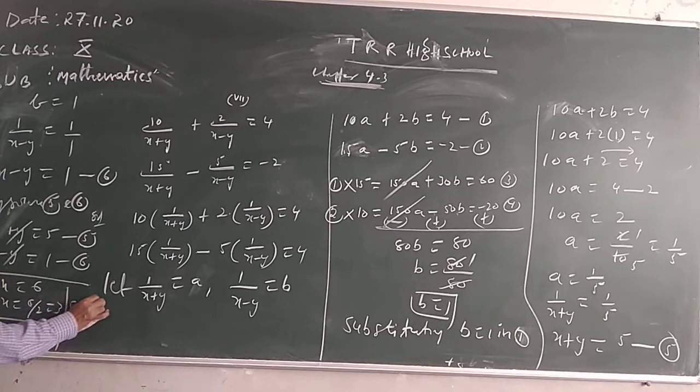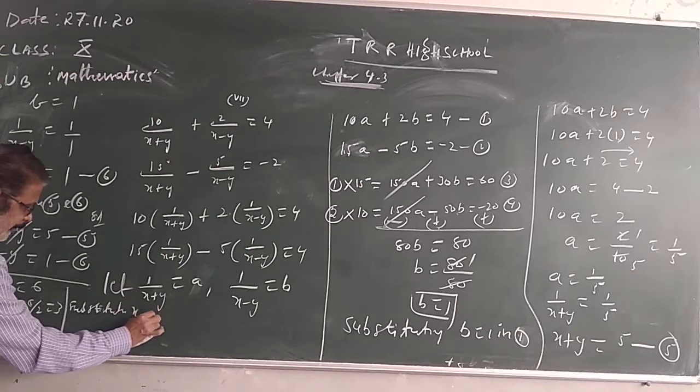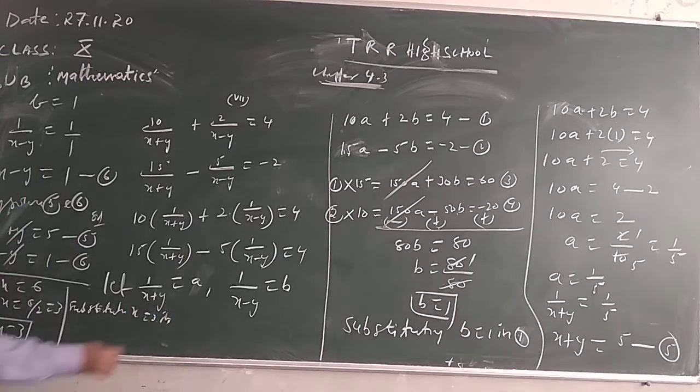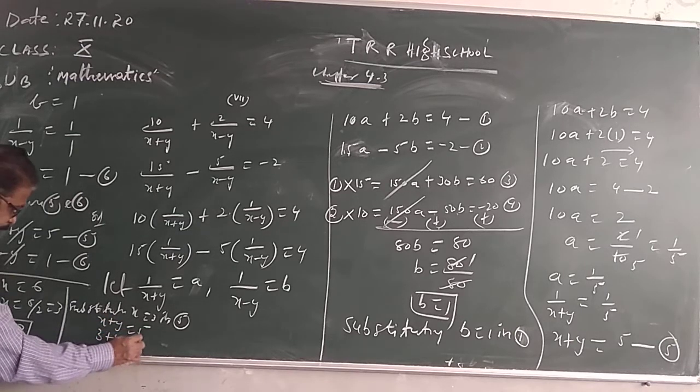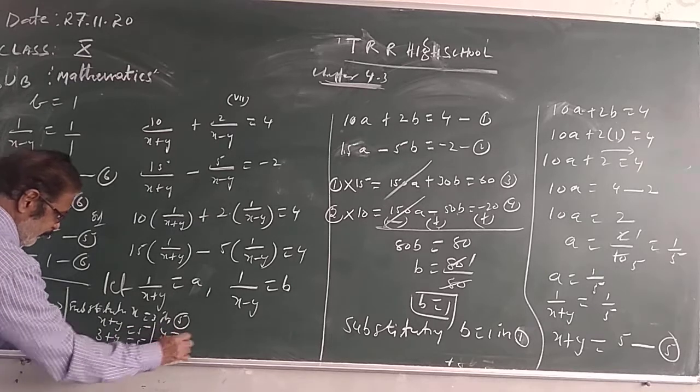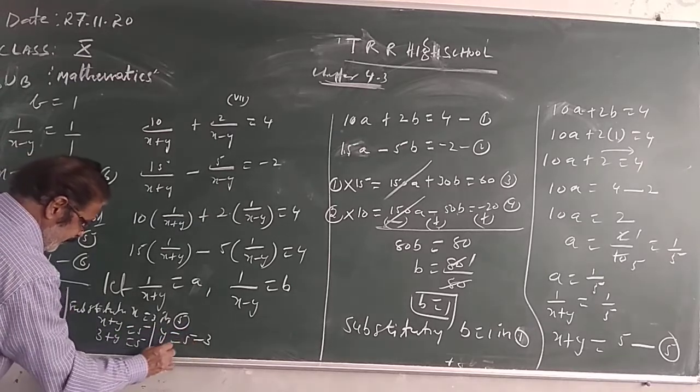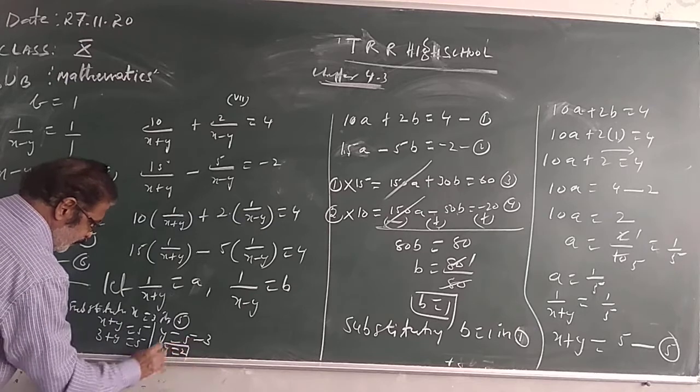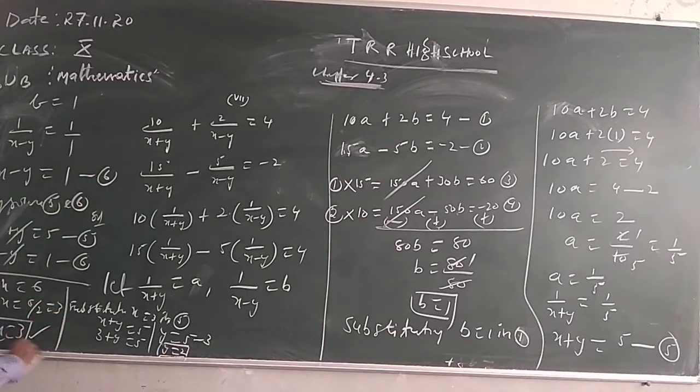Substituting x is equal to 3 in either the fifth or sixth equation. In the fifth equation, x plus y is equal to 5. So x value 3, 3 plus y is equal to 5. So y is equal to 5, and 3 shifts to the right side as minus 3. y is equal to how much? 2. So therefore x is equal to 3, y is equal to 2. So this is the way of solving the problem.